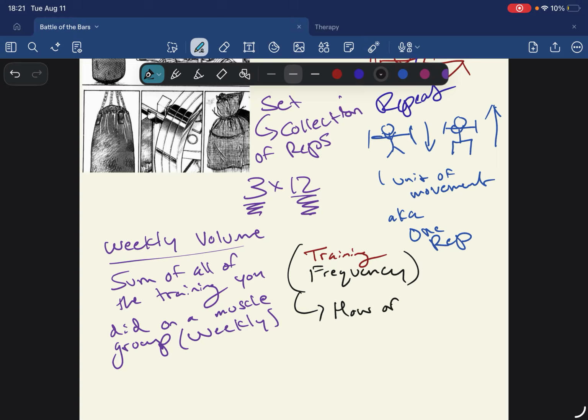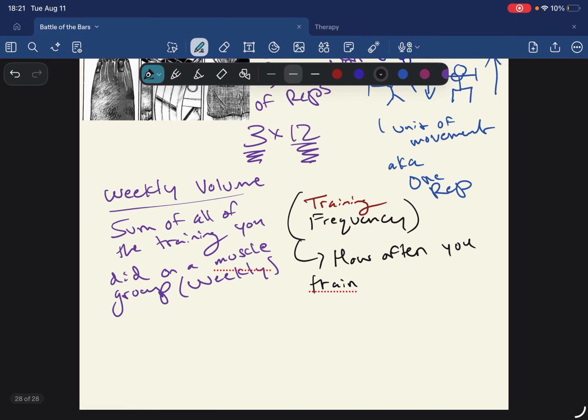But how often, frequency, how often you train. More specifically, if we were talking about a specific muscle group, we would say, how often do you train that muscle group? Throughout a week, of course, because we want to keep the same unit of measurement alongside our volume for this, right?